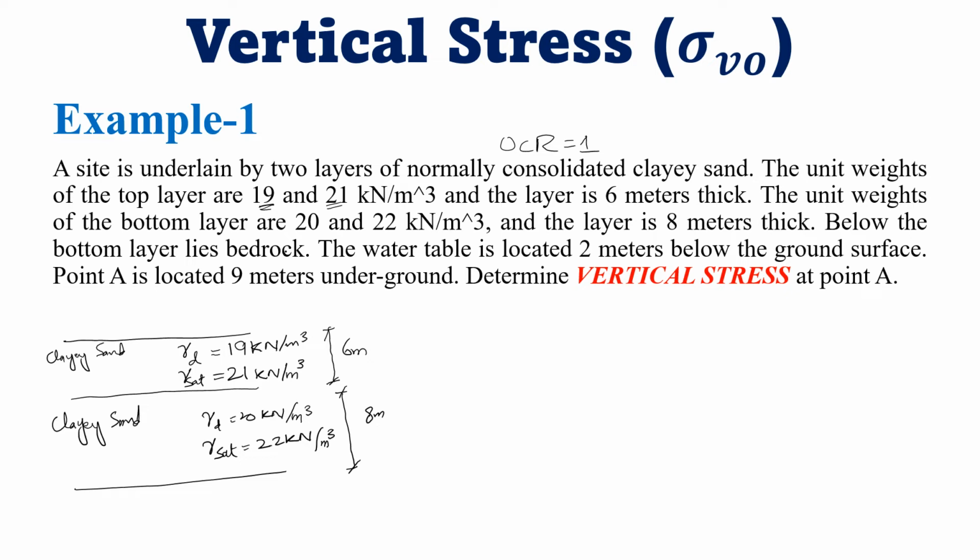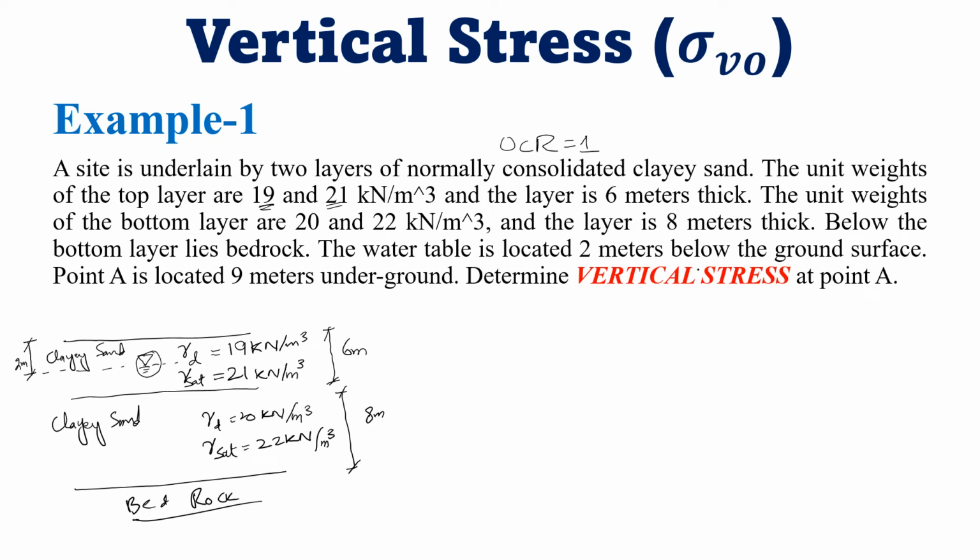Below the bottom layer, there lies a bedrock. This is the bottom layer, so here bedrock exists. The water table is located 2 meter below the ground surface. So if we move from the ground surface for 2 meters, this will show us the location of the groundwater table. The groundwater table is shown by the inverted triangle.